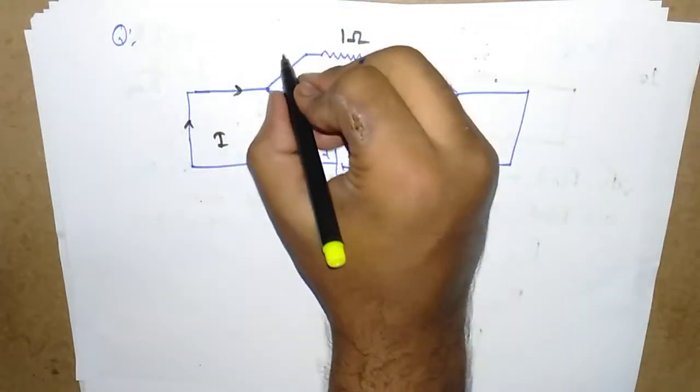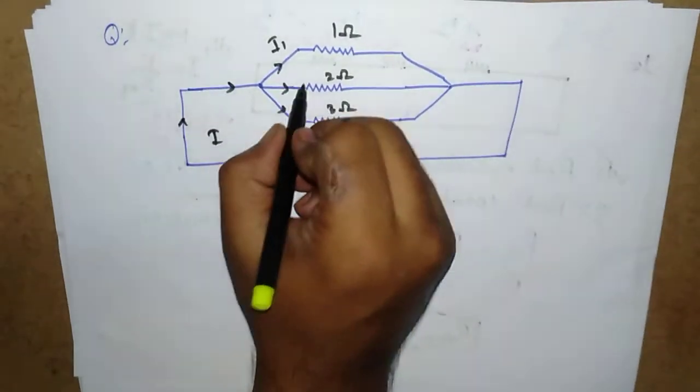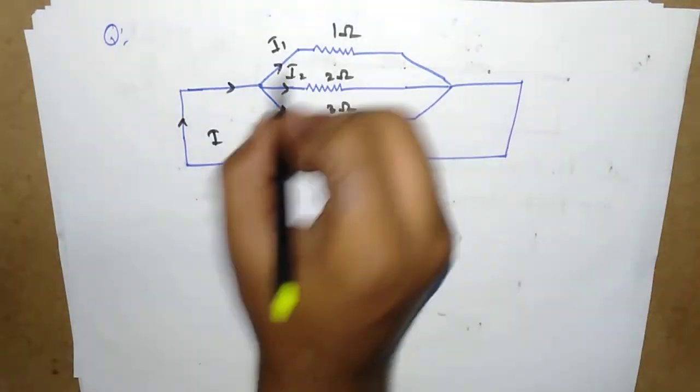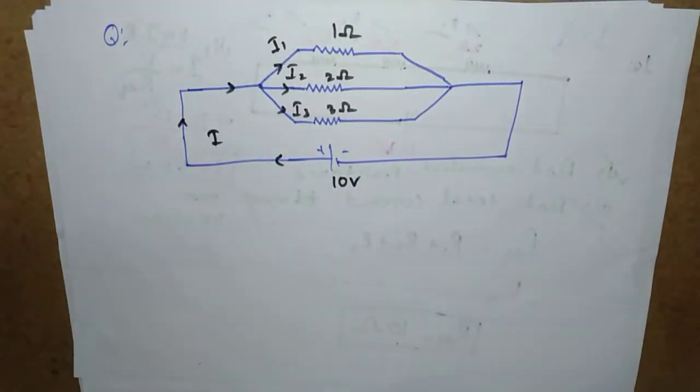The current which is going here, I am calling it I1. The current which is flowing here at the 2 ohm resistor, I will call it I2, and the current which is flowing here, I will call it I3.